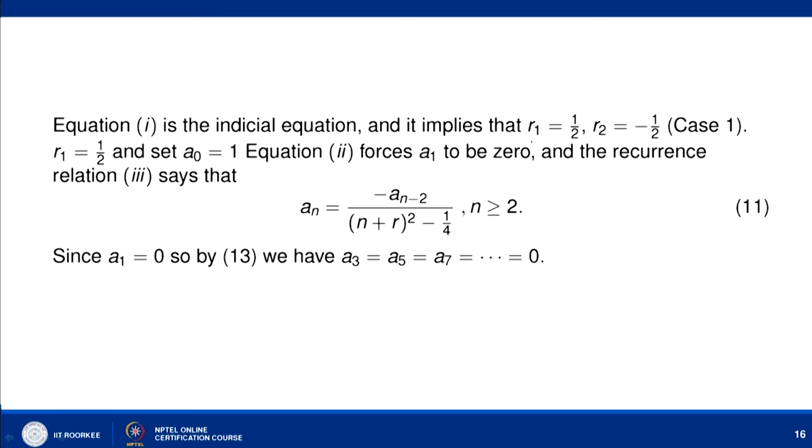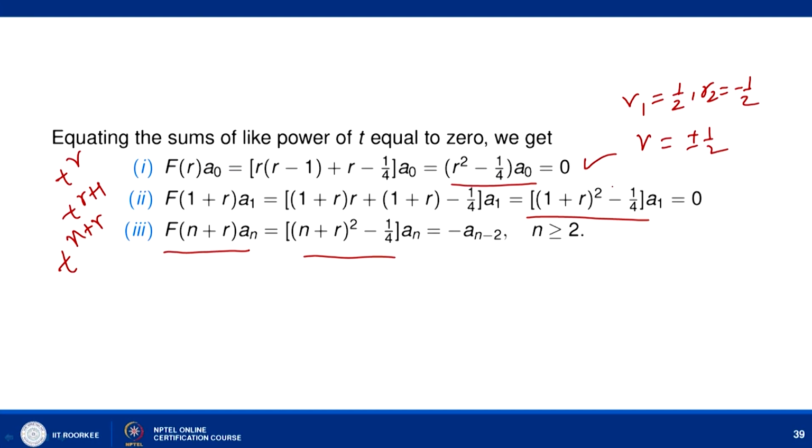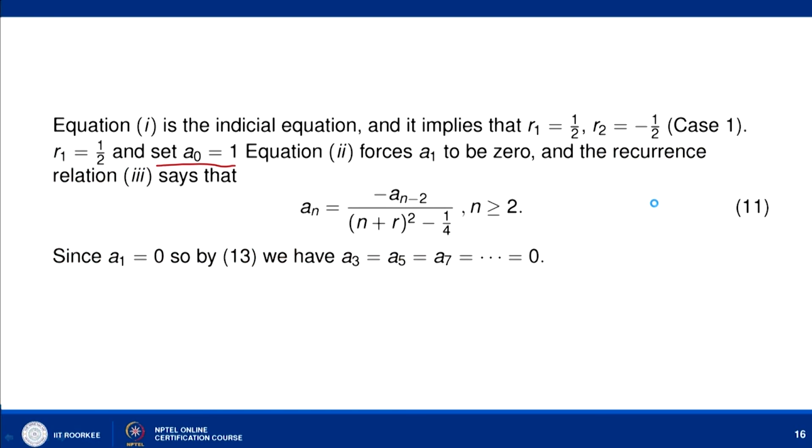So, as I said, r1 is equal to 1 by 2, r2 is equal to minus 1 by 2. So, let us find the solution corresponding to r1 equal to 1 by 2, and let us set that a naught equal to 1, so that this solution should not come again. Now look at the second equation, and if you put r equal to half, then you can say that this term is not going to be 0. So, a1 has to be 0 for this. So, here we say that the second equation forces a1 to be 0.